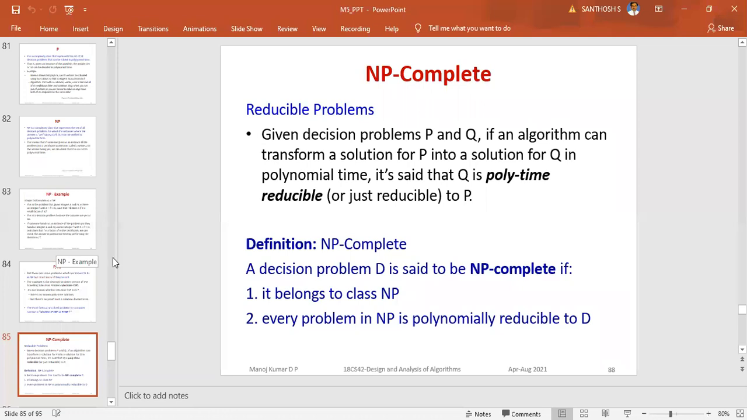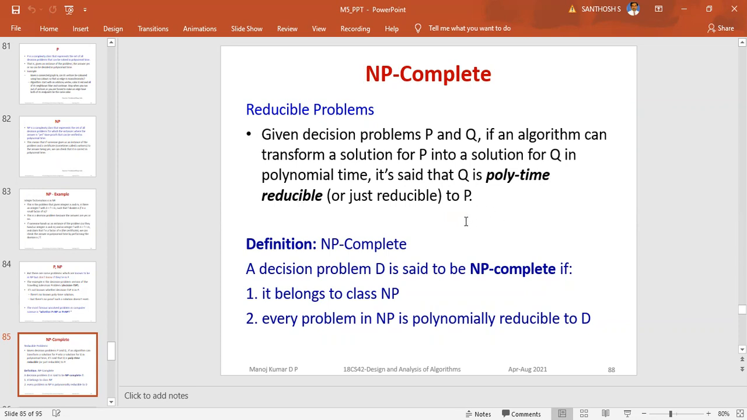Now you come to the next thing, NP complete. So what is NP complete? Reducible problems. Given decision problems P and Q, if an algorithm can transform a solution for P into a solution for Q in polynomial time, it is said that Q is polytime reducible to P. So given decision problems P and Q, if an algorithm can transform a solution for P into a solution for Q in polynomial time, it is said that Q is polytime reducible to P.